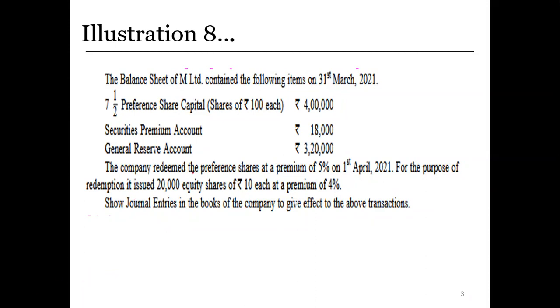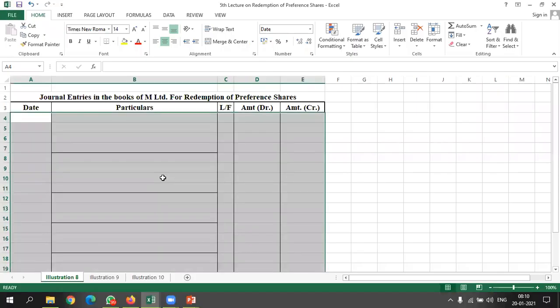Now, here the company wants to redeem preference shares at a 5% premium, and for that purpose they are going to issue 20,000 equity shares of rupees 10 each at a premium of 4%. When you redeem 4 lakh rupees of shares and you get 2 lakh rupees from equity shares, the balance 2 lakh will come from general reserve account as part of CRR. Okay, so now let's move to the practical sheet.